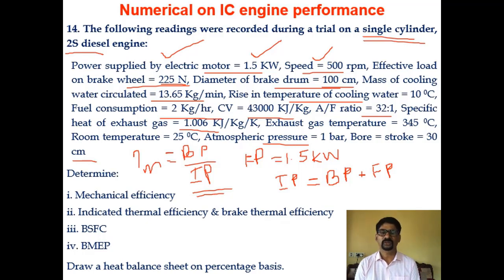Okay, there is no mention of the word motoring test, but we should take the power supplied by the electric motor as the friction power, because there is no other way to find out IP here. Then you find the indicated thermal efficiency: IP into 3600 by MF into CV, and brake thermal efficiency: BP into 3600 divided by MF into CV. Both IP and BP should be in kilowatt, MF should be in kg per hour. Then BSFC is nothing but MF by BP, then BMEP is BP into 60 into 1000 divided by LAN. So that is how you have to calculate.